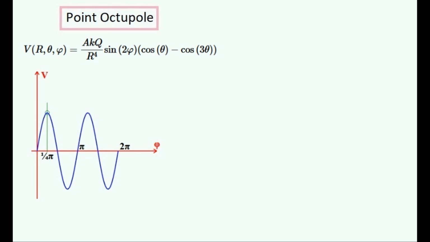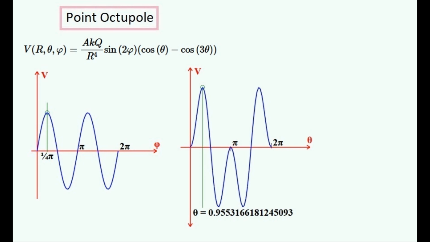A local maximum of v for phi occurs when phi is equal to pi on 4. I had to use some calculus to find the local maximum of v for theta, which I've shown here to a high degree of accuracy. And so I found this value of a, and I got it to 16 decimal places.